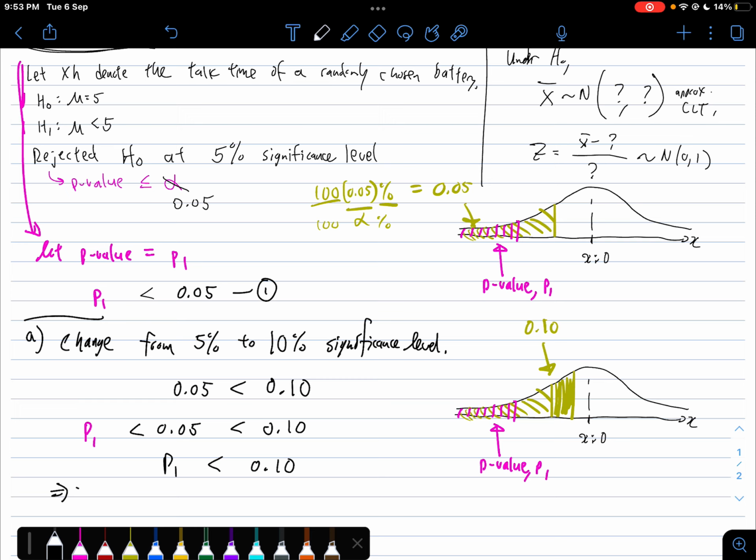So therefore the answer is necessarily true. Necessarily true. Still reject H0. Yeah, we still need to reject H0.